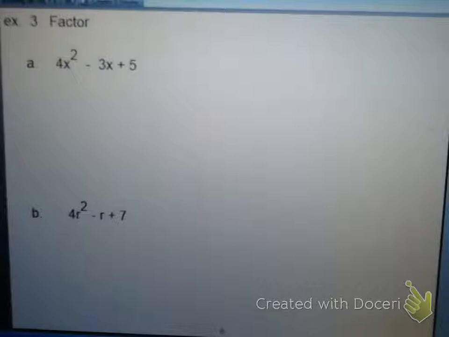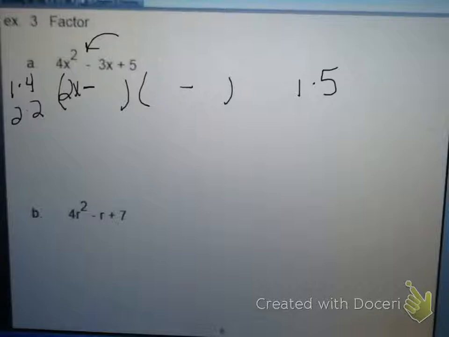Number 3, example 3a, make my 2 binomials. My last sign is positive, so that means they're both going to be negative. Factors of 4, I can either use 1 and 4 or 2 and 2. Factors of 5, 1 and 5. So I have some options for the first term, but I have to use 1 and 5 on the last term. So I'm going to try the 2 first, 2x and 2x, a 1 here and a 5 here.